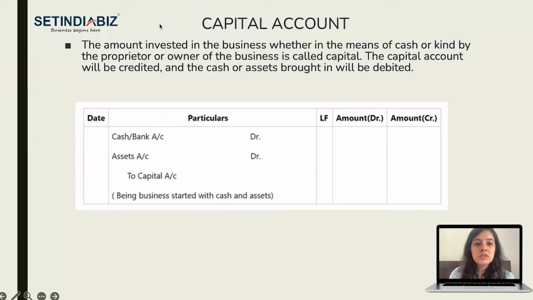What is the capital account? The amount invested in the business, whether in terms of cash or kind. Kind means whenever the owner or anyone participating as a partner in the company brings certain assets, along with the cash or only the asset, that is called kind. What is brought in by the proprietor or owner of the business is called capital. The capital account will be credited and the cash or assets brought in will be debited. I repeat, the capital account will be credited and the cash or assets brought in will be debited. So cash or bank account debited, assets account debited, to capital account. Being business started with cash and assets.